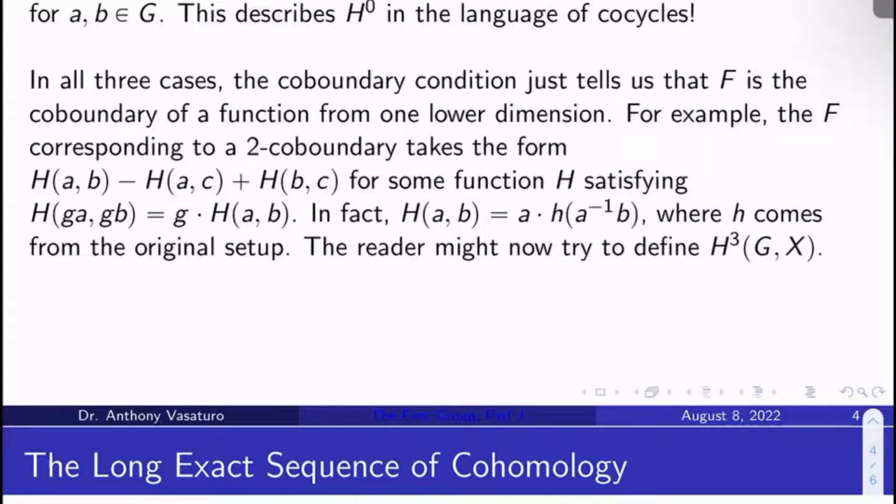Okay. In fact, I can tell you what big H is in this case. Big H of AB is A times little h of A inverse B, where little h comes from the technical definition of coboundary. Okay. And so you might try to define H3 of GX by yourself.